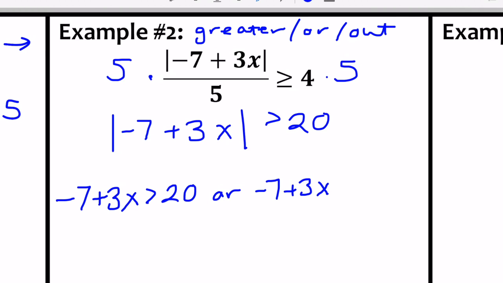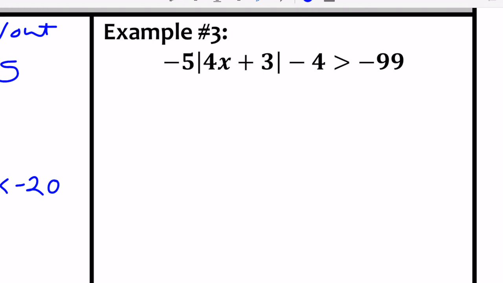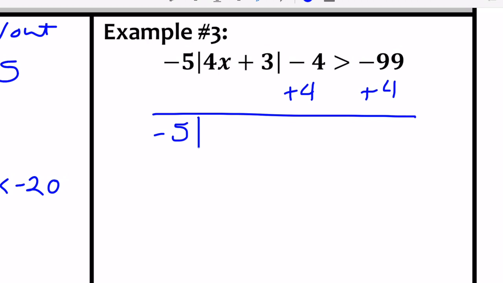And we reverse, making it a less than negative 20. For example 3, again, we need to get the absolute value by itself, which means we have a 4 that we need to add to both sides. We get negative 5 times the absolute value of 4x plus 3 is greater than negative 95.